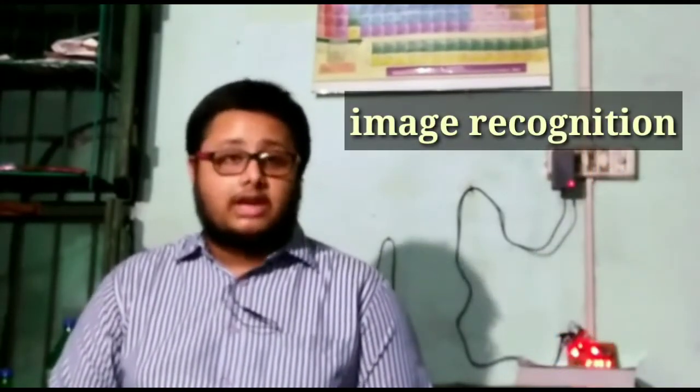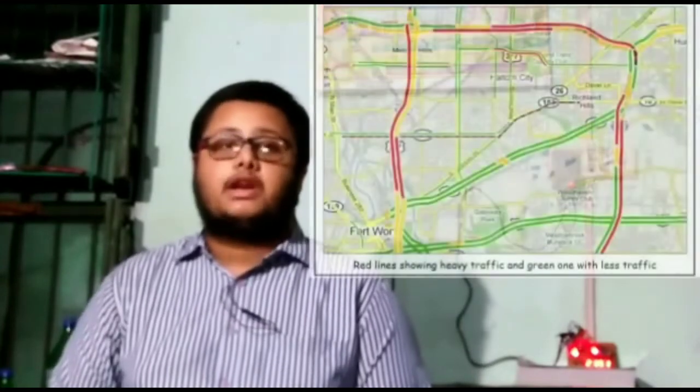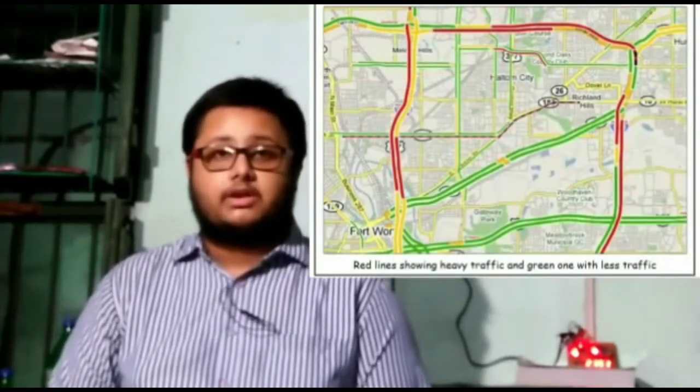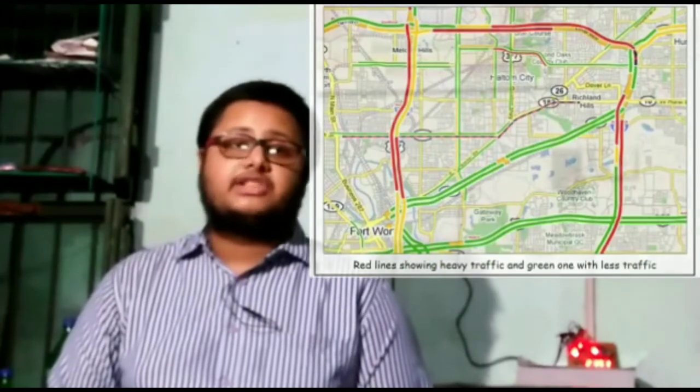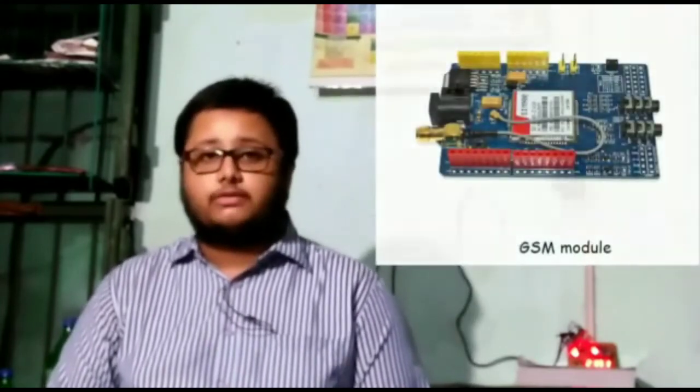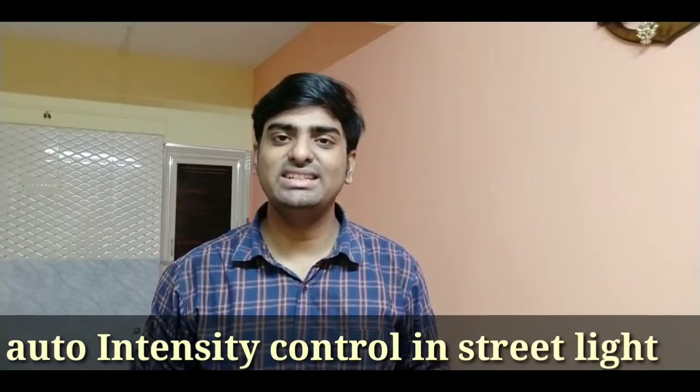There is a technique called image recognition. Have you ever been in an online cab? If yes, you must be familiar with red, blue or yellow lines in this app. These lines are the results of image recognition of traffic density images taken from satellites. We can use this data in our project. Latitude and longitude of zones having higher traffic densities will be sent to the microcontroller via a GSM module. The microcontroller then sends the sets of values of intensity as per latitude and longitude. So in this way we can make a highly efficient auto intensity control in street light.